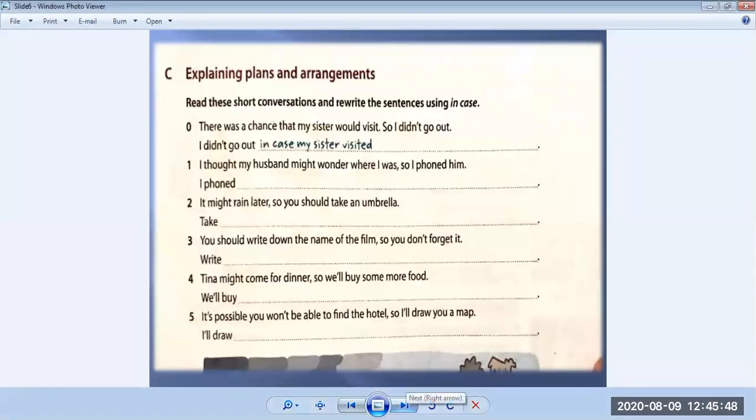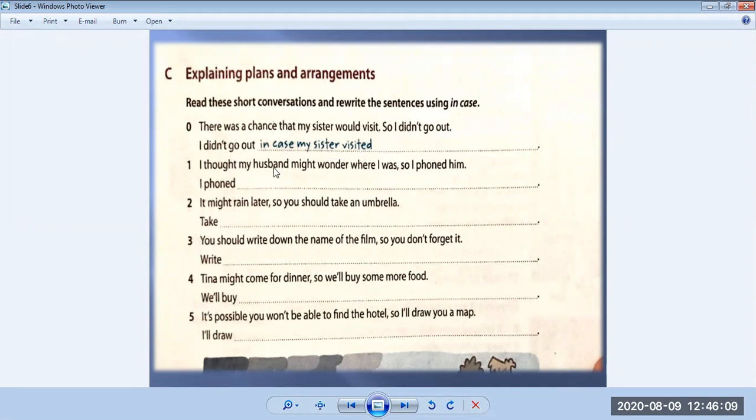Okay. Explaining plans and arrangements. What do we use for arrangements and plans? We use what? In case, right? So there was a chance that my sister would visit, so I didn't go out. I didn't go out in case my sister visited.